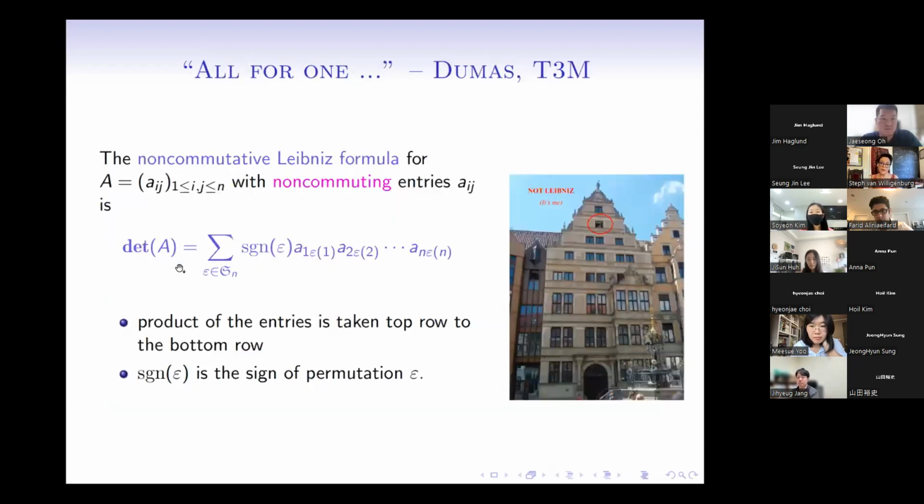So at this point, what we're going to need to do is take that definition and generalize it. And for that, we're going to need our old friend, the Leibniz formula, and this is Leibniz's house right here, but that's not Leibniz, and we're going to make a non-commuting version. So how are we going to do that? Well, first of all, when we take our matrix, those entries inside are going to be non-commuting. And then when we actually do our determinant, we're always going to take the product of the entries from the top row to the bottom row.